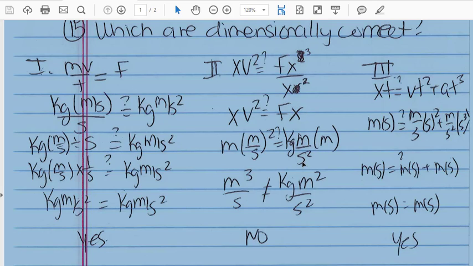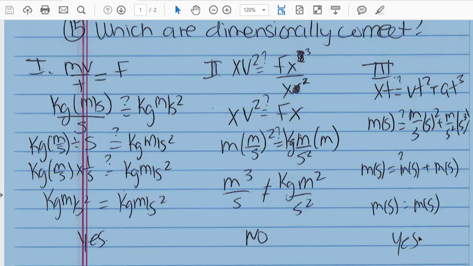F is kilograms meters per second squared, and X is meters. When I multiply these through, I get meters cubed over seconds on one side, and I get kilograms meters squared over seconds squared on the other side. So this is not dimensionally correct.